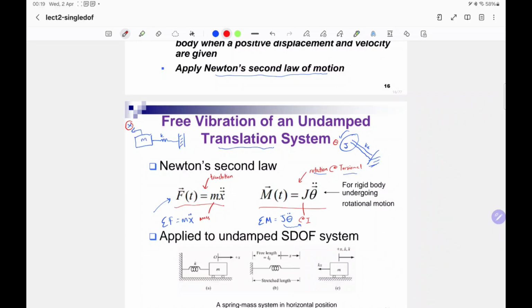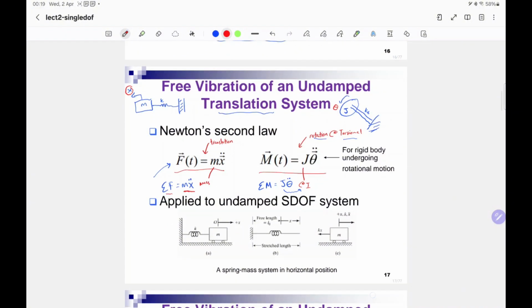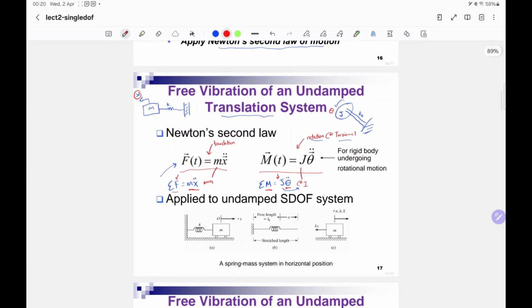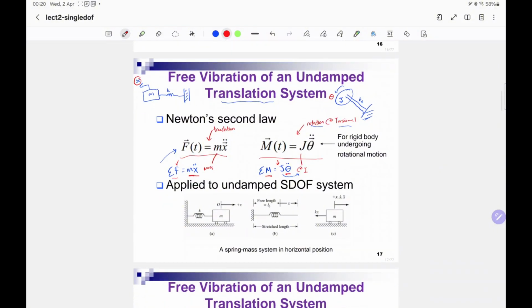So sigma F equals m x double dot for translation system, and for torsional system, we don't use F, we use M, moment. So summation of moment is equal to the second moment of inertia multiplied with theta double dot. So we don't use x, we use theta double dot for torsional system.